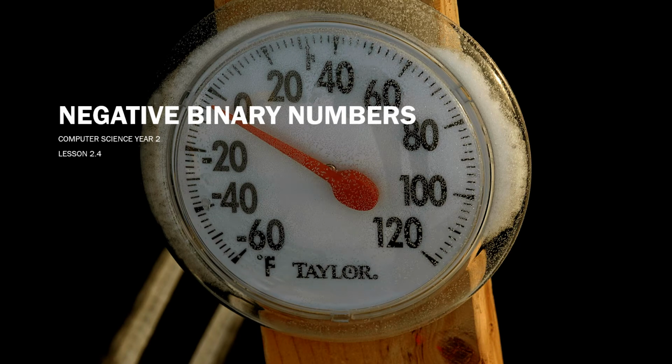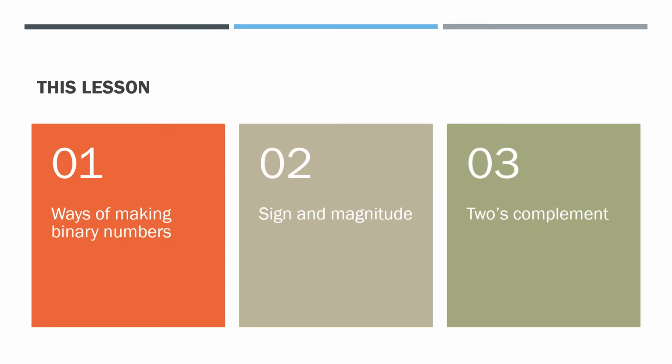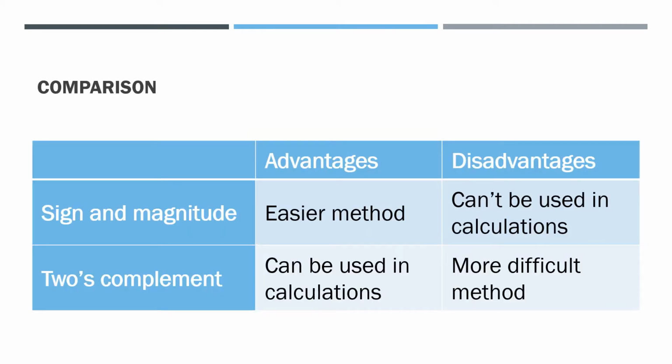This is the final lesson of this week, and in this lesson we'll look at how we represent negative numbers in binary. We'll look at different ways of making negative binary numbers and see how to create numbers using both of the two methods, which are called sign and magnitude and 2's complement. Sign and magnitude is an easier method, but the numbers can't be used in calculations. 2's complement numbers can be used in calculations, but it takes slightly more calculation to produce a 2's complement number.